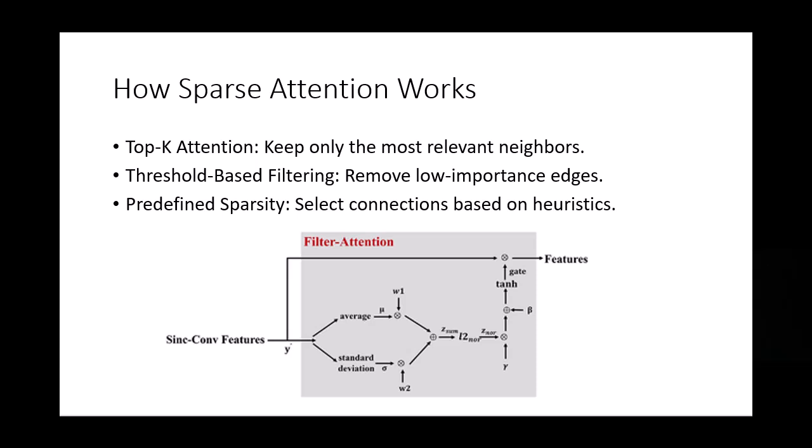So, sparse attention mechanisms allow us to selectively focus on the most important edges. This reduces the number of computations while maintaining key information, and that's the reason why this exists. There is need to have that filtering to know what is the most important thing.